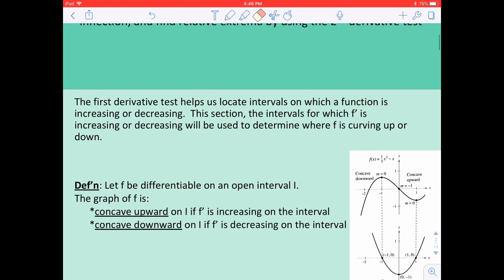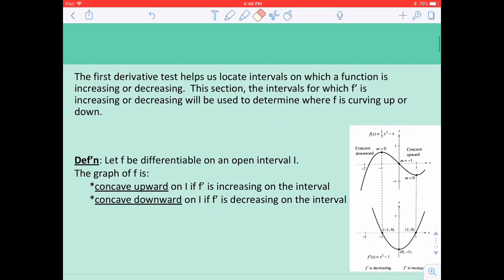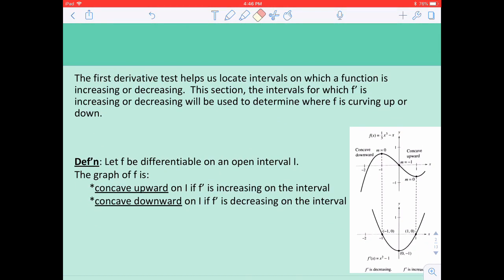Okay, so let's first look at concavity. The first derivative test helps us to locate intervals on which a function is increasing or decreasing. That's what we did in the last section, 3.3. In this section, 3.4, the intervals for which f prime is increasing or decreasing will be used to determine where the function is curving up or down. So for concavity, that's our definition here. This is concavity.